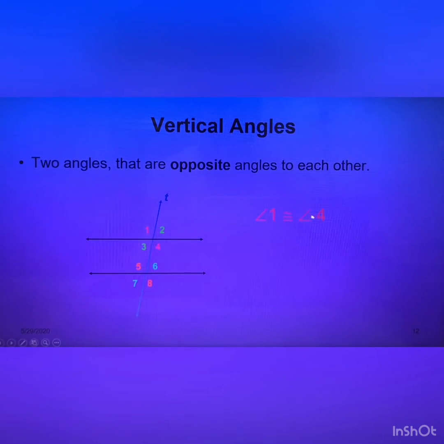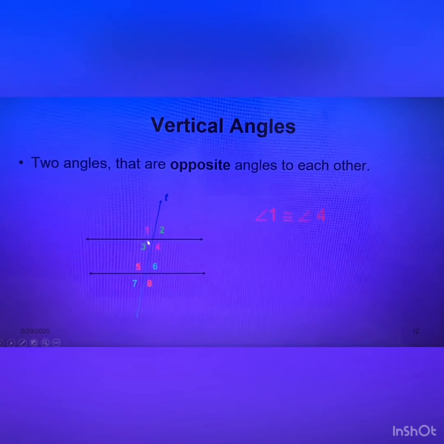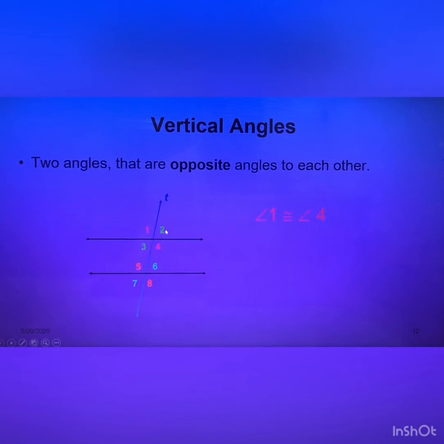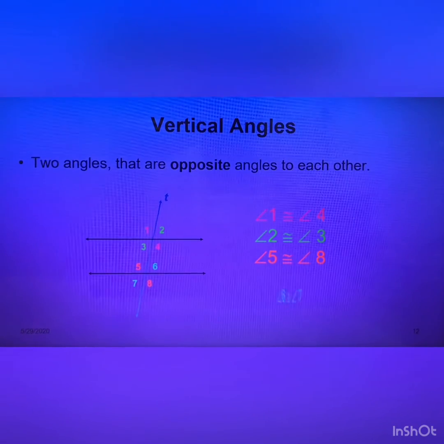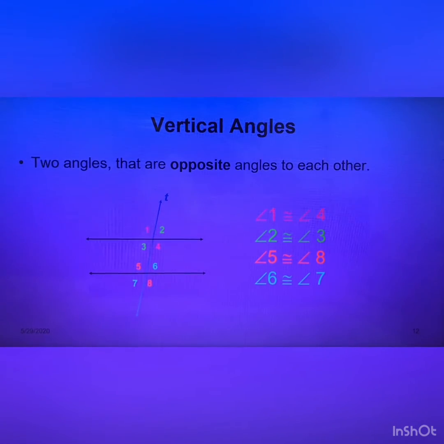Angle 1 is always equal to angle 4. These are vertical opposite angles. Similarly, angle 2 is equal to angle 3, and these are also vertical opposite angles. Angle 5 and angle 8 are also equal, and these are vertical opposite angles. Similarly, angle 6 and angle 7 are also equal. That is, the measurements of all these angles are always equal.